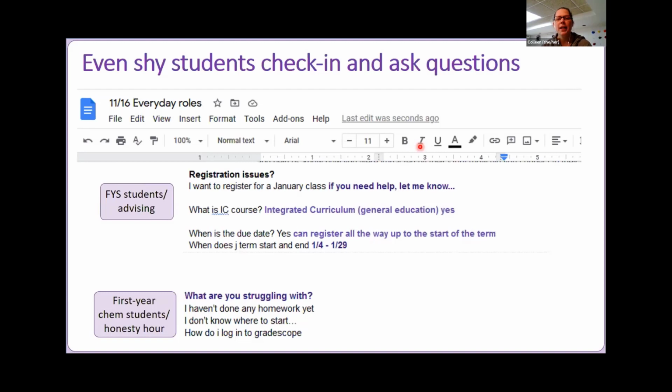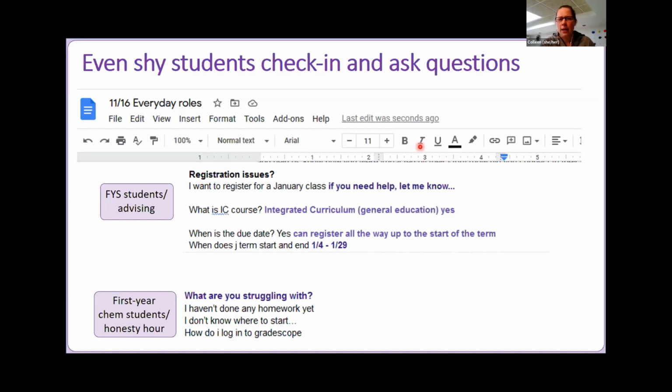So the first thing is that even the shy students were able to participate. And so this was especially important. I had a class of FYS students and a class of first year students who were taking chemistry. And while my goal would be for them to be able to chime in with their own voices and with their whole identities, some of them were just a little bit afraid. I always think of myself as approachable, but sometimes the students, they disagree.